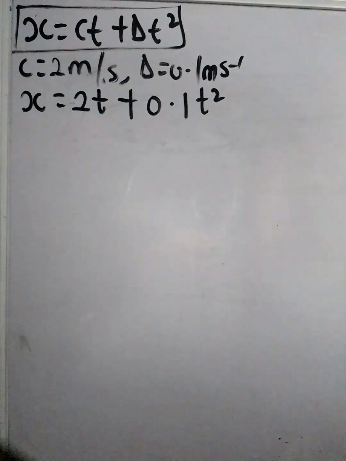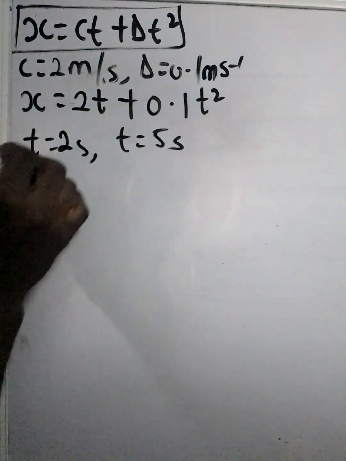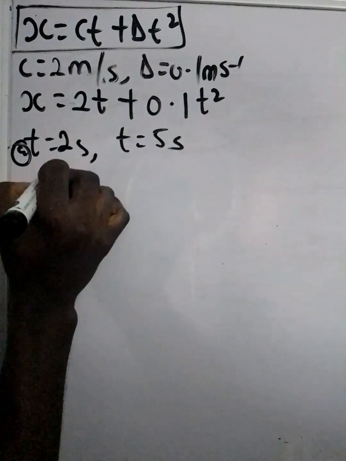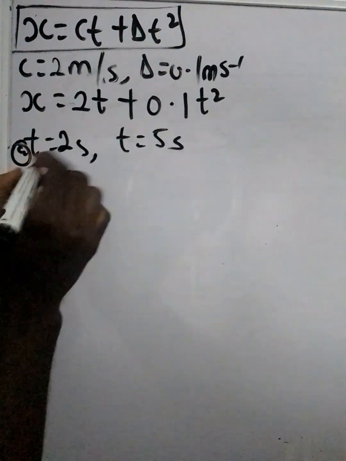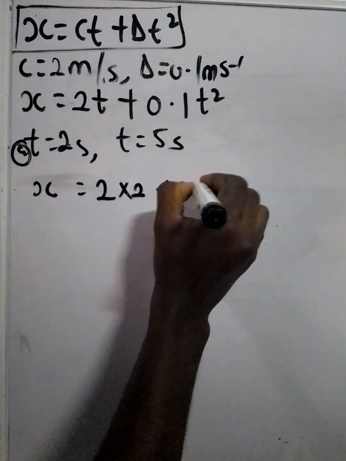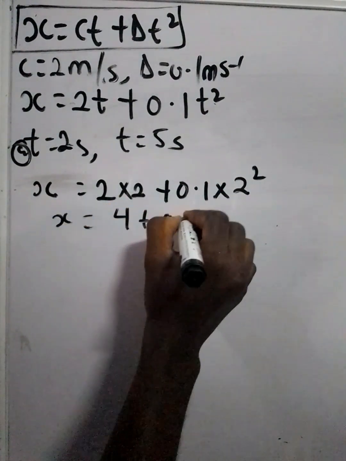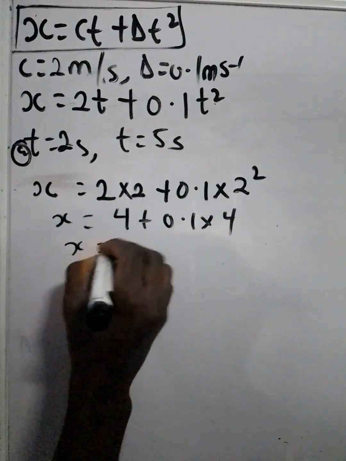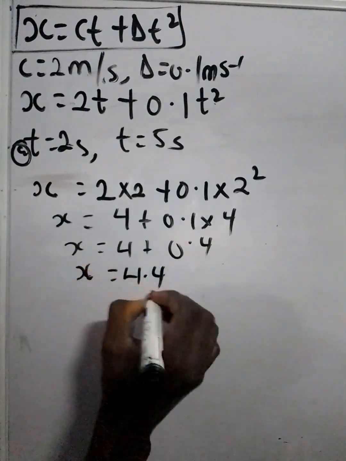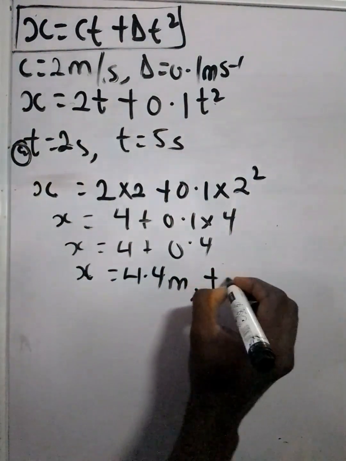Now the first question, if you can remember, I was given t is 2 seconds and t is 5 seconds. We are asked to look for the displacement between them. So just substitute when t is 2 seconds. s is equal to 2 times 2, plus 0.1 times 2 squared. 2 times 2 is 4, plus 0.1 times 4, so s is equal to 4 plus 0.4, which gives us 4.4. Because our s is in meter, our unit is meter. This is when our t is 2 seconds.